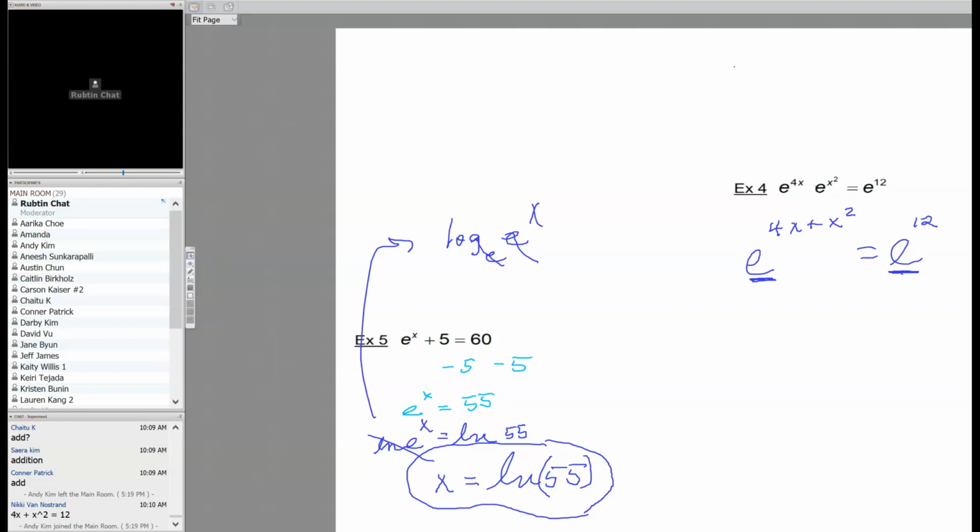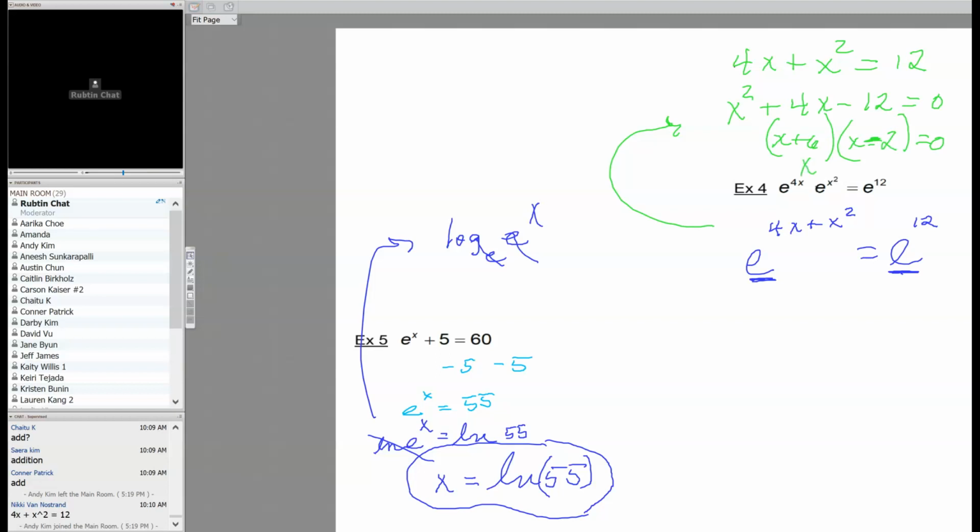So I'm going to do the rest of this up here. I'm going to say 4x plus x squared equals 12. Now you're in baby math. You're in algebra 1 math. I'm going to move the 12 and just reorganize this. And it's simplified. So I'll have plus 6, minus 2, and I'll get 2 answers, negative 6 and 2.